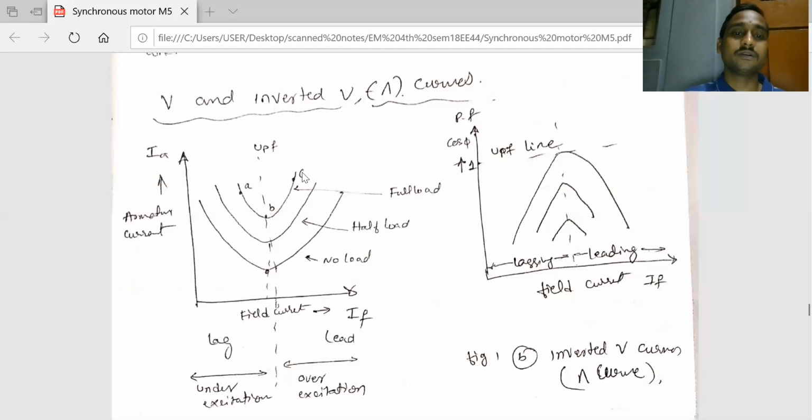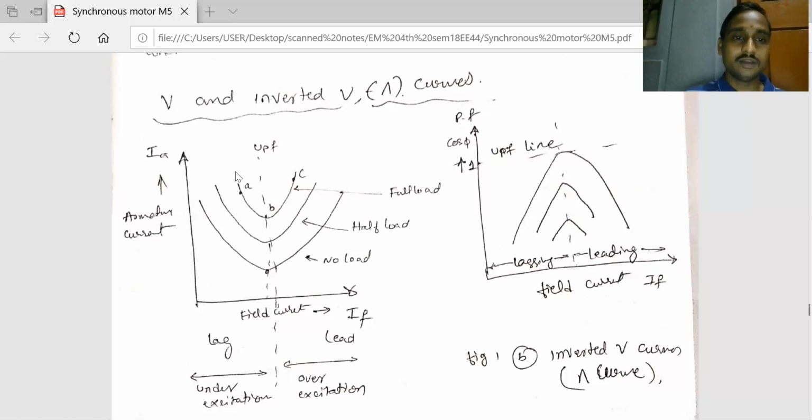For full load current, suppose it is an 8 ampere machine, apply full load by applying a brake. Then you apply the field current, and you will get a curve like this. Again you will divide this into two divisions.